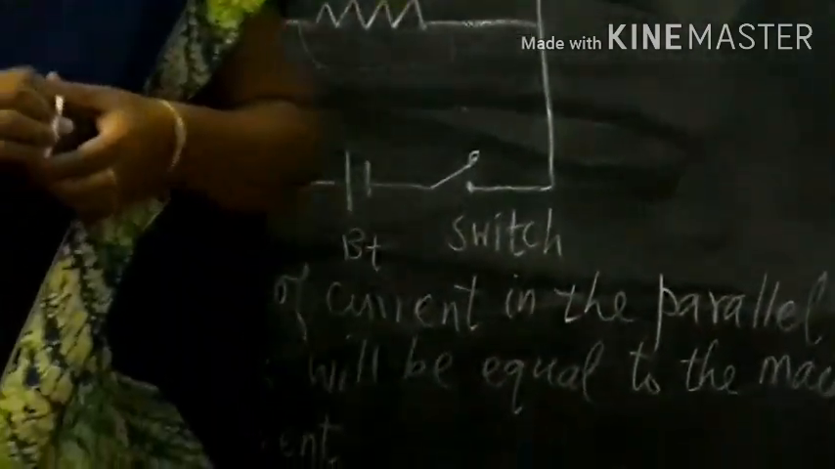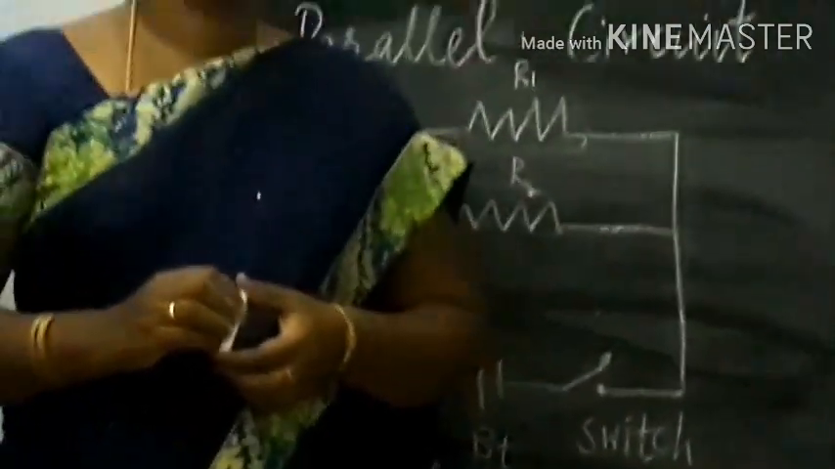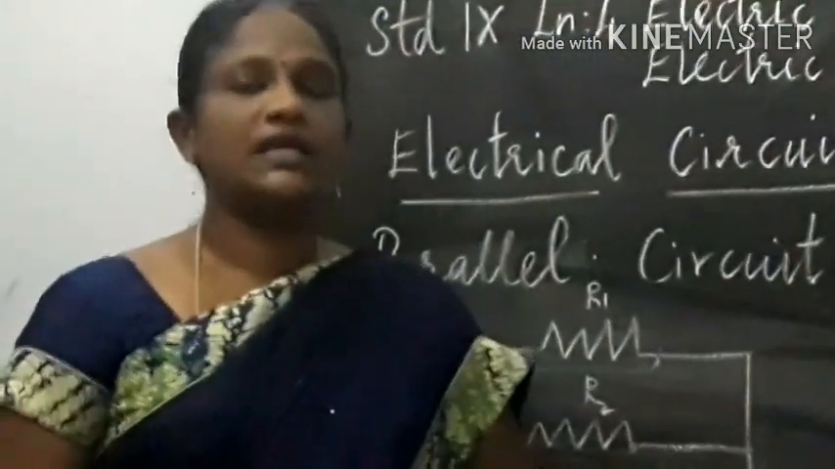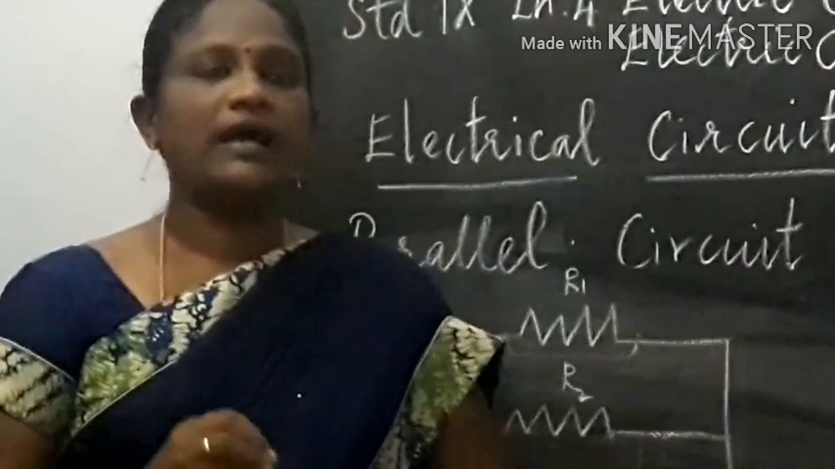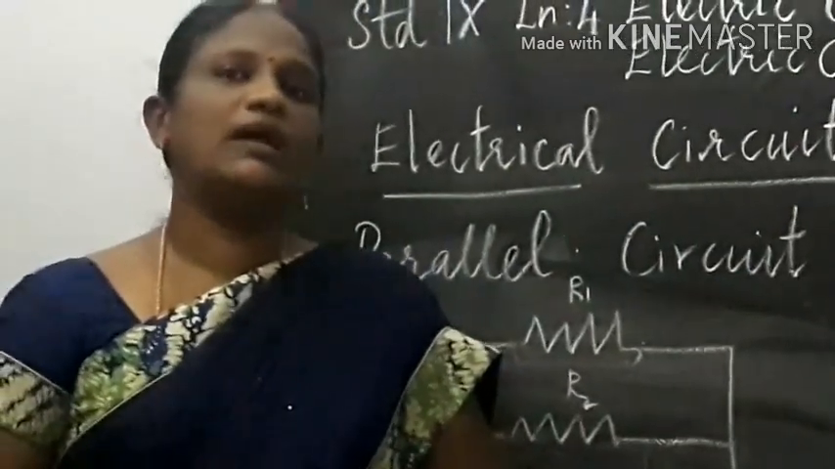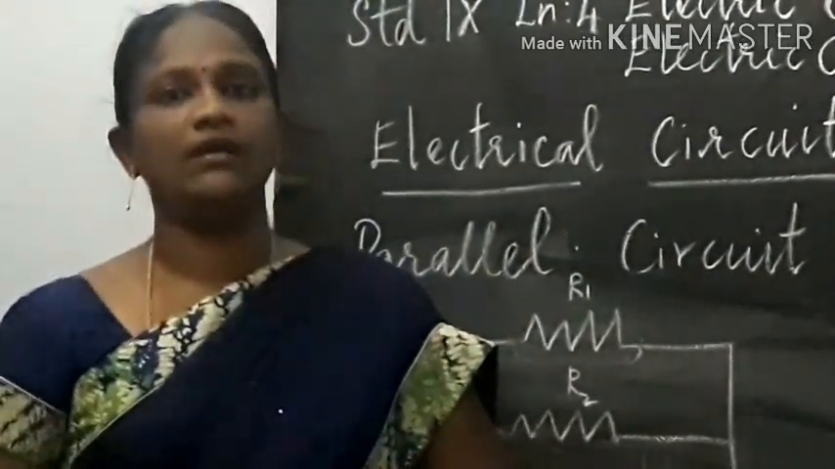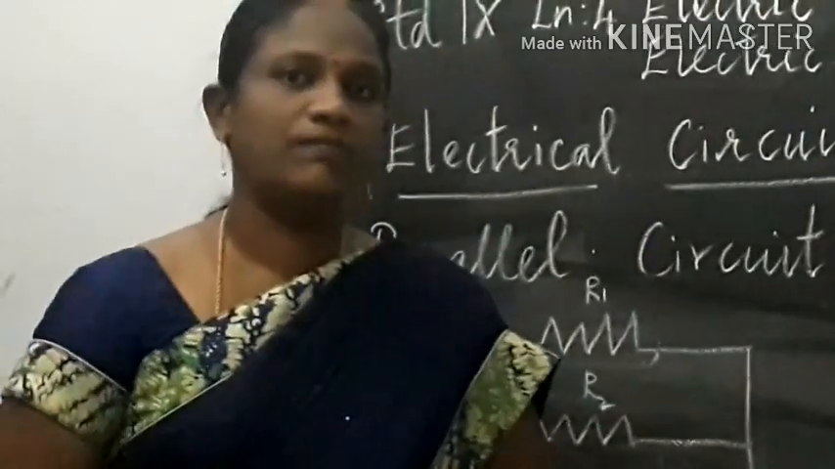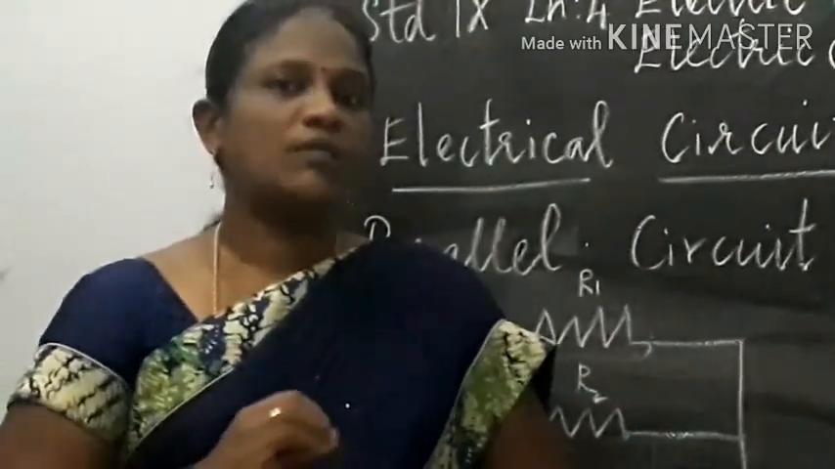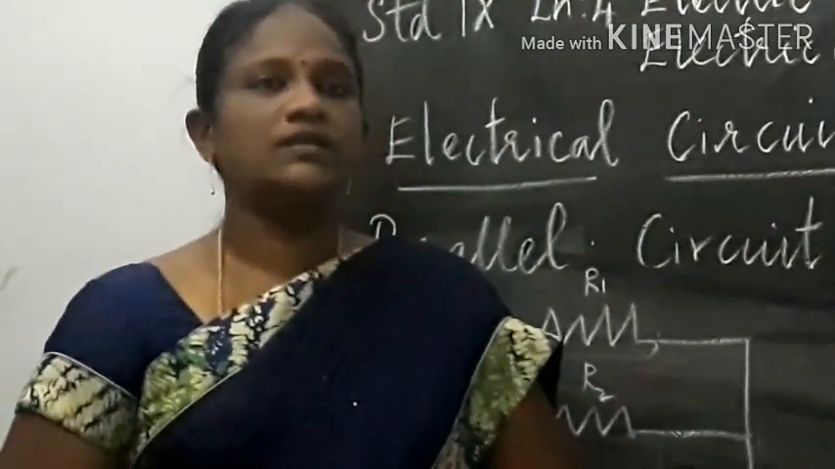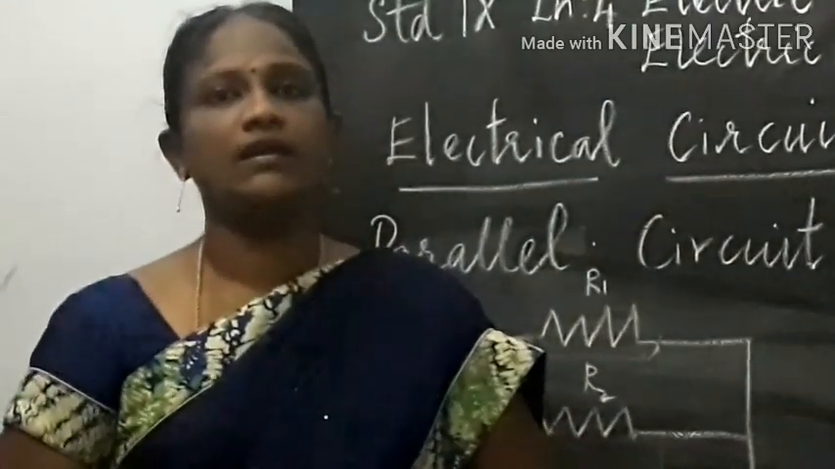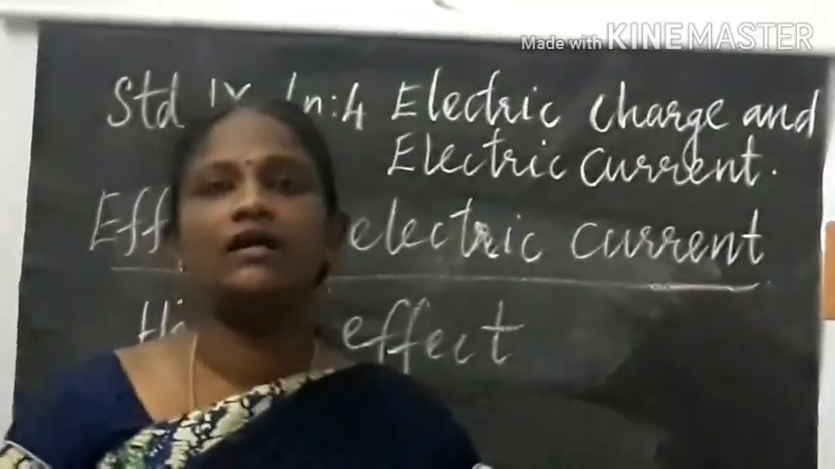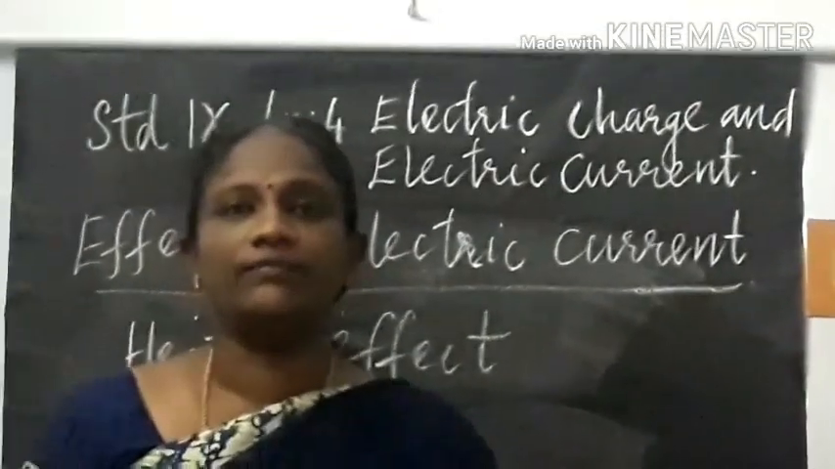So the main difference between the series and parallel circuit is that in series circuit, the current at different points in the circuit will be equal to the main current. Whereas in the case of a parallel circuit, the sum of all current in the parallel loops will be equal to the main current. Now let us learn the heating effect of electric current.